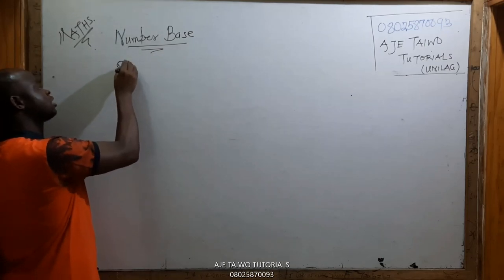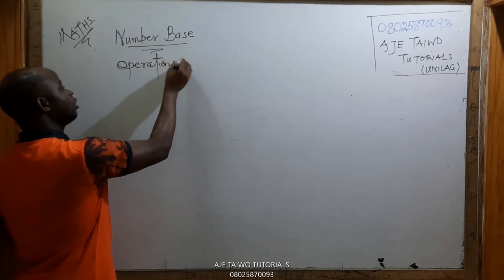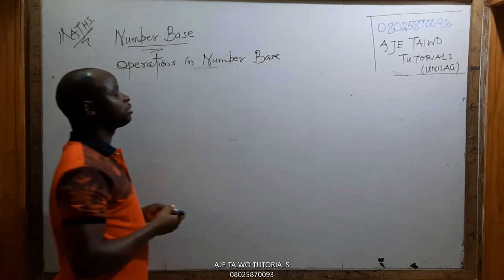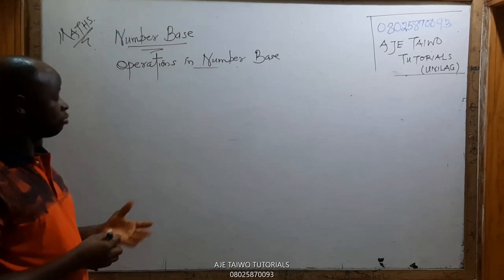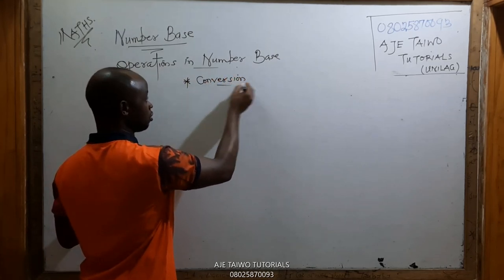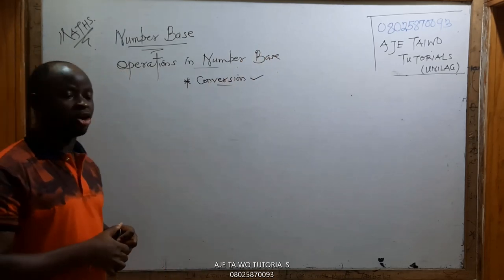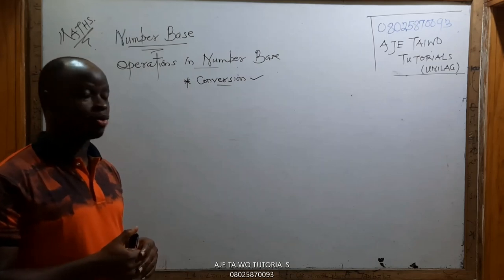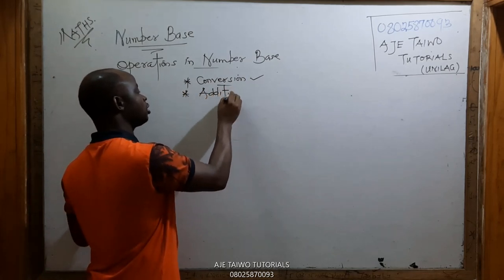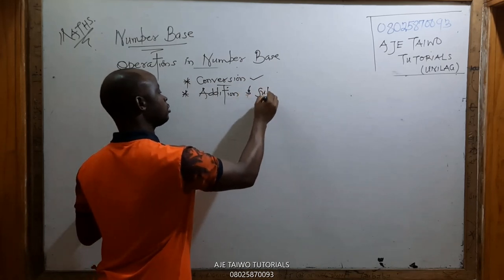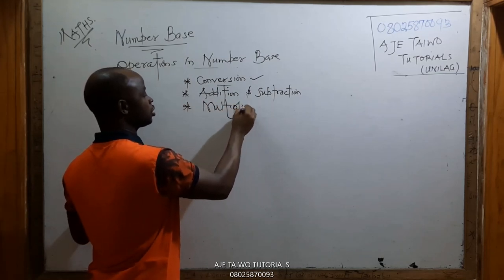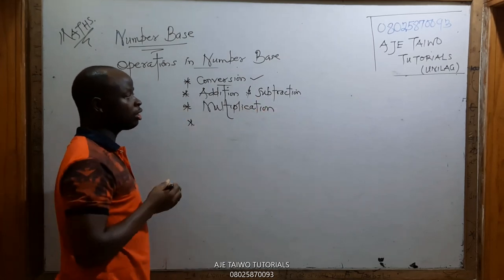So we have some operations in number bases. Operation in number base arithmetic. Let's just say conversion is also an operation, just take it like that. Nobody will ask you to list the operations in number base; that's not what the exam is about. So we can take conversion as an operation, addition as an operation, subtraction as an operation, and multiplication as an operation.